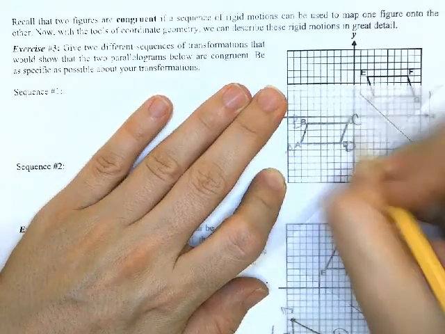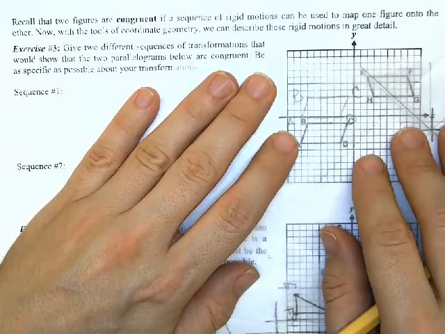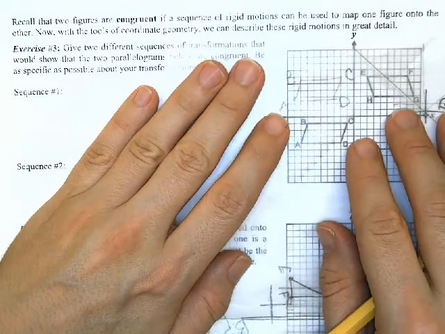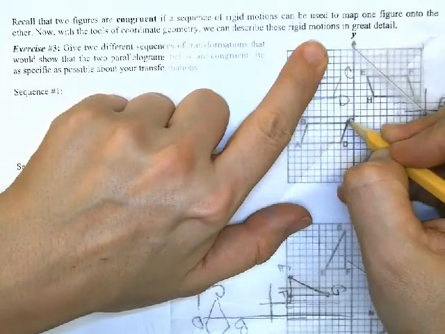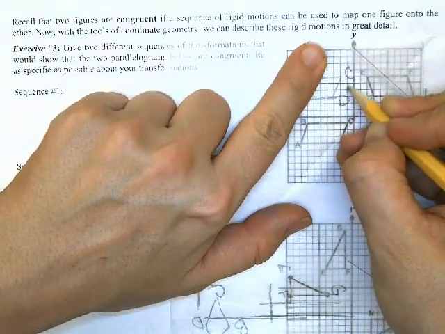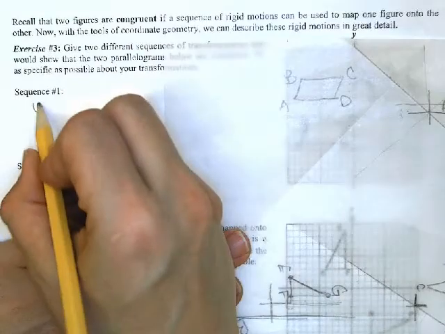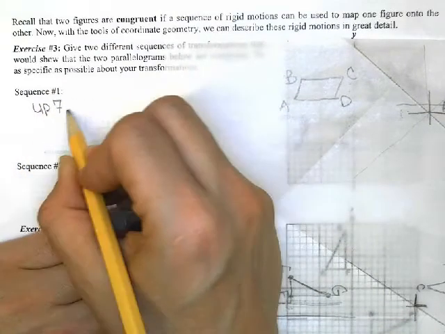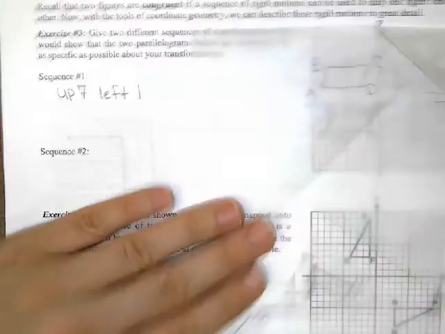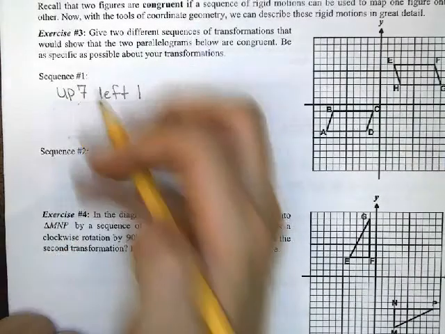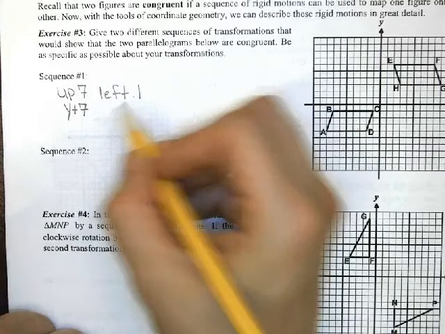One possible sequence is just to take this image and shift it exactly up to here. If I count, C went up 1, 2, 3, 4, 5, 6, 7, and then back 1. So my first sequence was up 7, left 1. Now remember, when we move up, that affects the y-coordinate, and when we move left, that affects the x-coordinate.